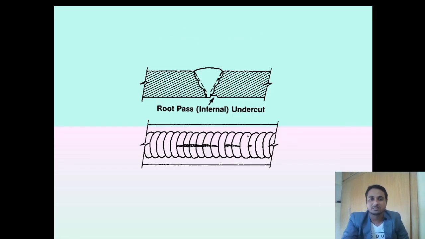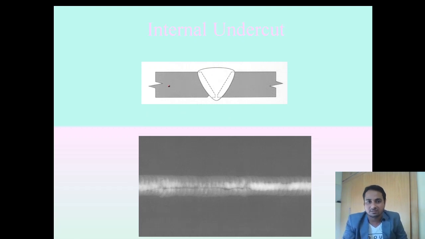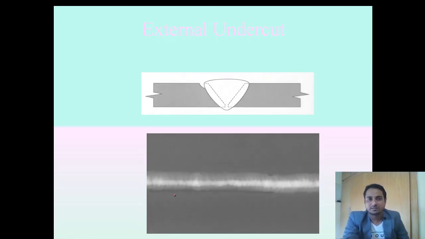Then root pass undercut, we have already seen this root pass undercut. There will be undercut on the root side and this undercut will be visible like this one. This is external undercut. Here this will be like this. See this, the darker portion, this is external undercut.